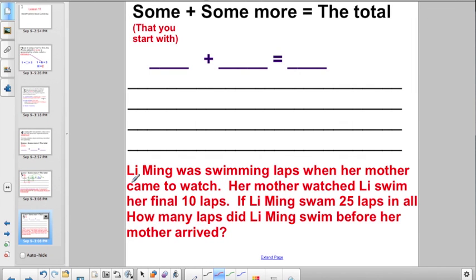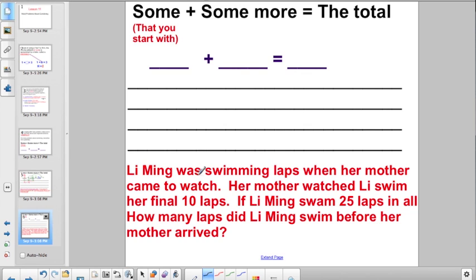You're going to see a lot of what they call multicultural names in story problems. They don't sound like the names from around here. Don't get hung up on not knowing how to pronounce a name. This says Li Ming. Maybe you're going to call her Lai Ming. Maybe you're just going to call her LM. Don't get hung up on a name.